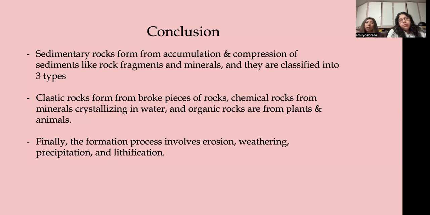And to conclude our presentation, sedimentary rocks form from accumulation and compression of sediment like fragments and minerals, and they are classified into three different types. We have clastic rocks, which are formed from broken pieces of rocks, chemical rocks from minerals crystallizing in water, and organic rocks from plants and animals. And finally, the formation process involves erosion, weathering, precipitation, and lithification.